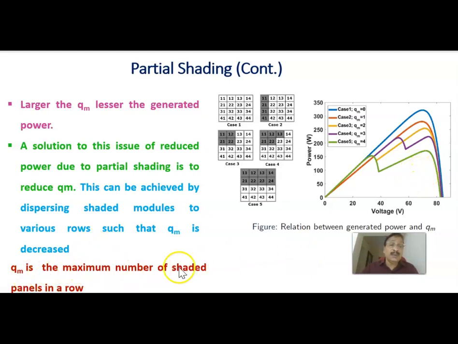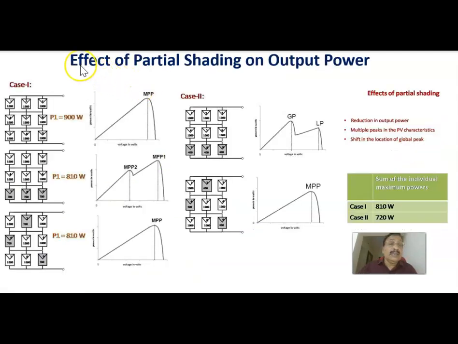QM is the maximum number of shaded panels in a row. How, by rearranging the panels, can you extract the maximum power under partially shaded conditions? Now let us see the effect of partial shading on the output power.